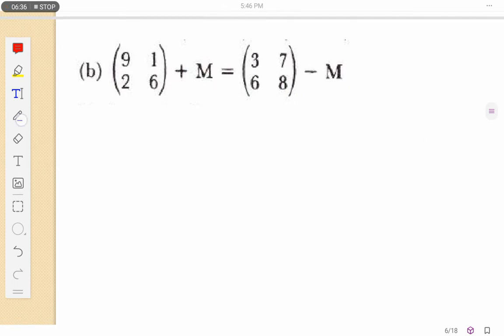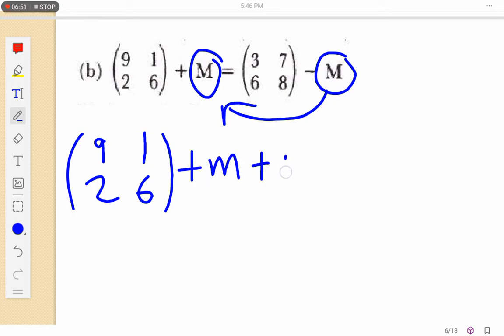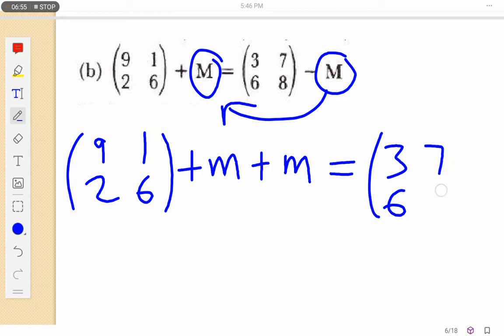Okay, this one, we have M here, M there. So I can simply take this M that side and have my matrix as 9, 2, 1, 6 plus M is now equal to 3, 6, 7, 8. Okay, the sign of this matrix is now positive because it is going that side.